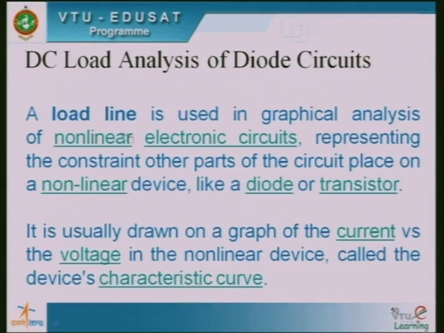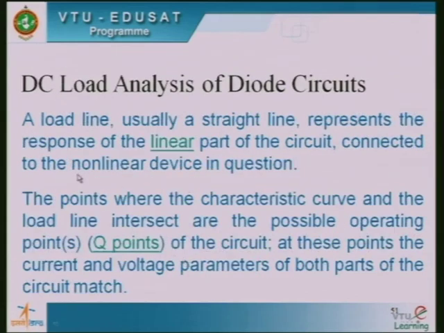First we draw a load line between VDD and VDD by R, which represents a straight line, and then we draw the VI characteristics of the nonlinear device. In this case it is a diode. The load line, usually a straight line, represents the response of the linear part of the circuit. That means the load line represents the resistance R, called the load here, and this load is connected in series with the nonlinear device, in this case the diode.